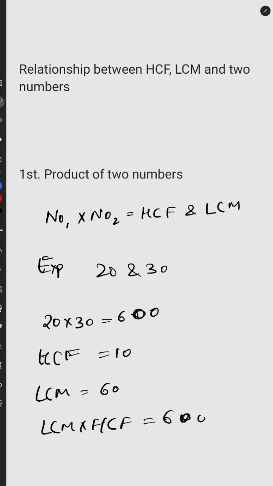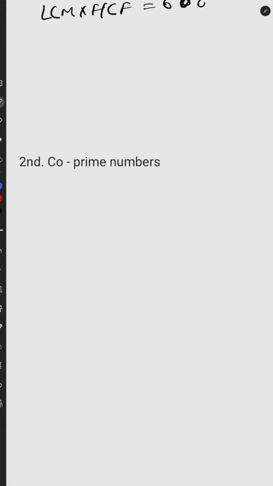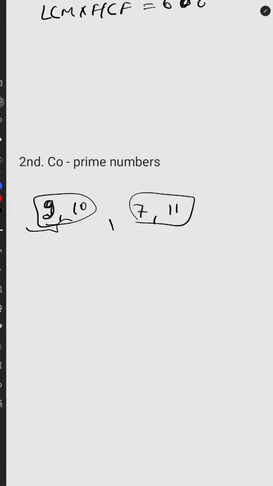Now this is a very useful relationship between the two numbers, HCF and LCM. Alright, before we go to the other relationship, let's see what a co-prime number is. Co-prime numbers are a group of two numbers which have 1 as their only common factor. It could be any numbers like 9 and 10, both composite numbers or both prime numbers. Mostly all successive numbers are co-prime. There is only one number which can divide 9 and 10, or 7 and 11, as a pair of numbers.